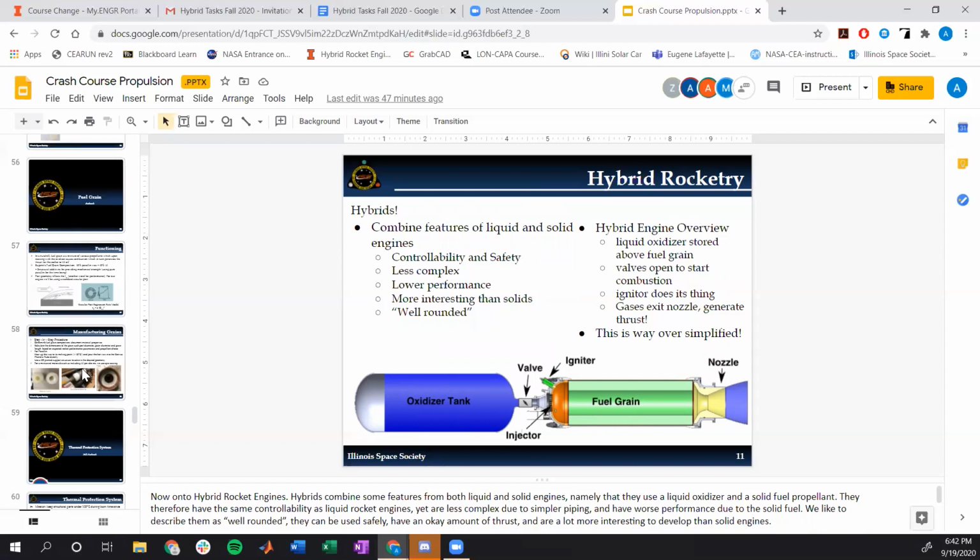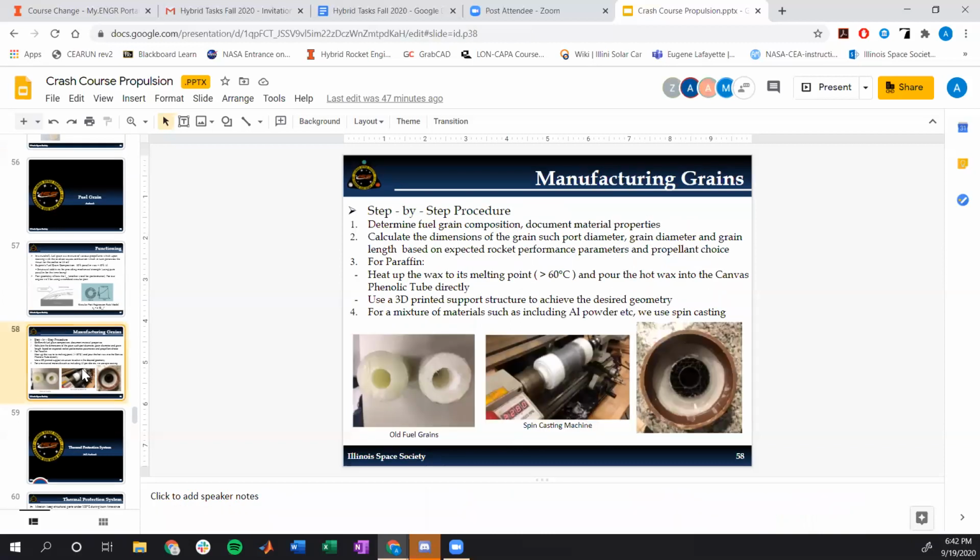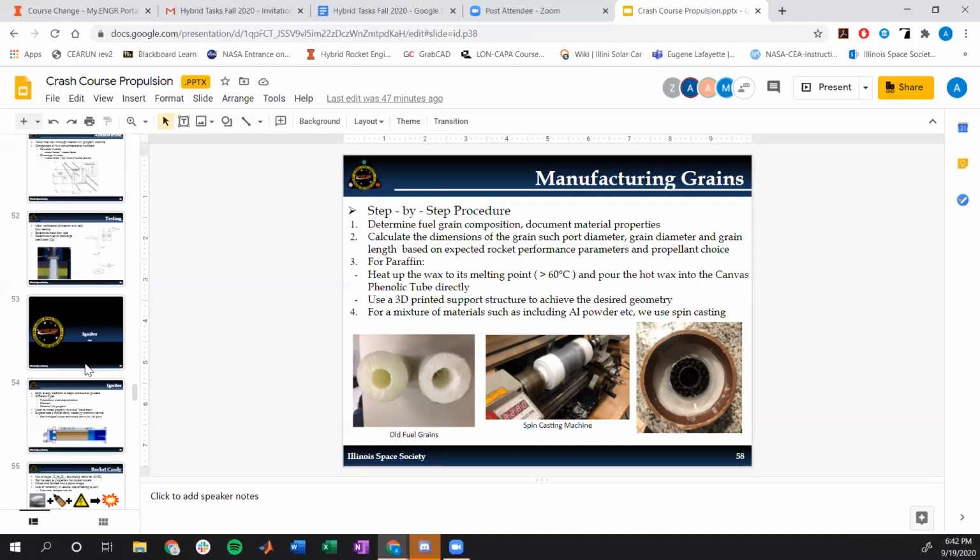Not to share all your slides, Ashish, but here's a quick preview. So this is what a fuel grain would look like. It's wax, and it just has a hole in it. The liquid oxidizer flows through that hole, and as the surface of the fuel grain hits the oxidizer, that's the actual combustion. Okay. So when we say solid, that's what we're talking about.